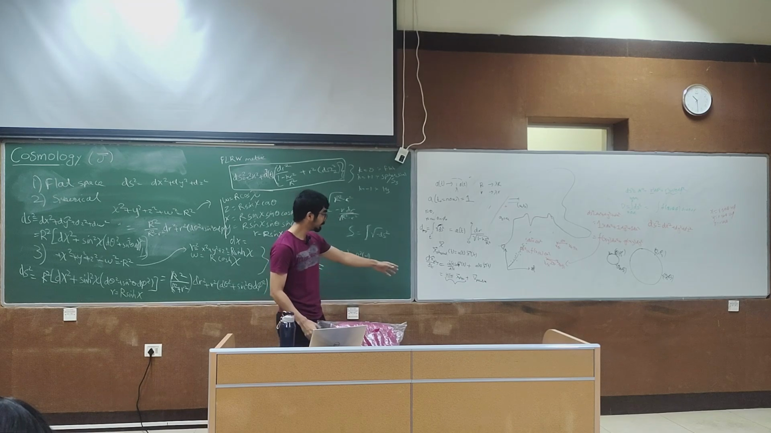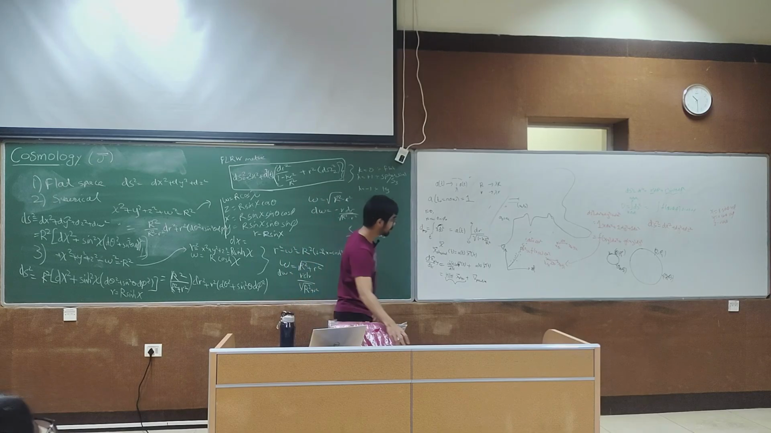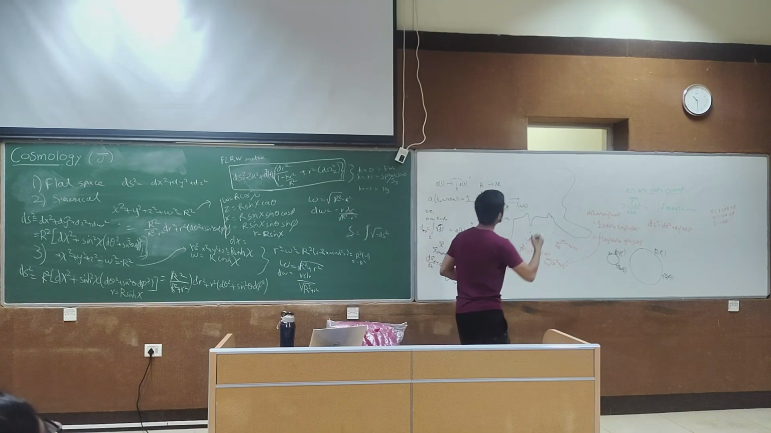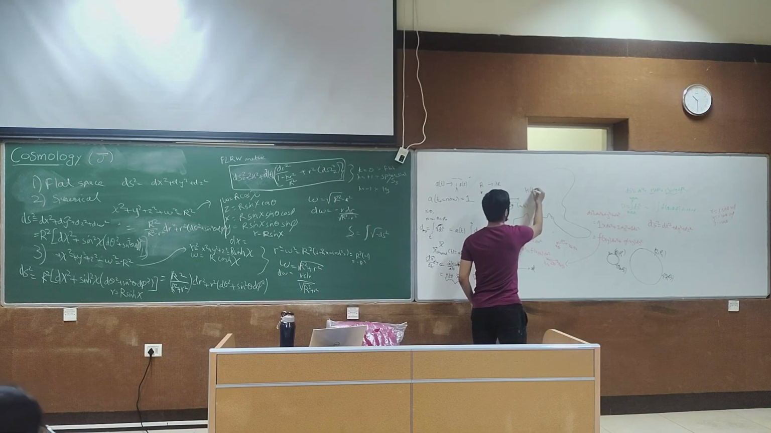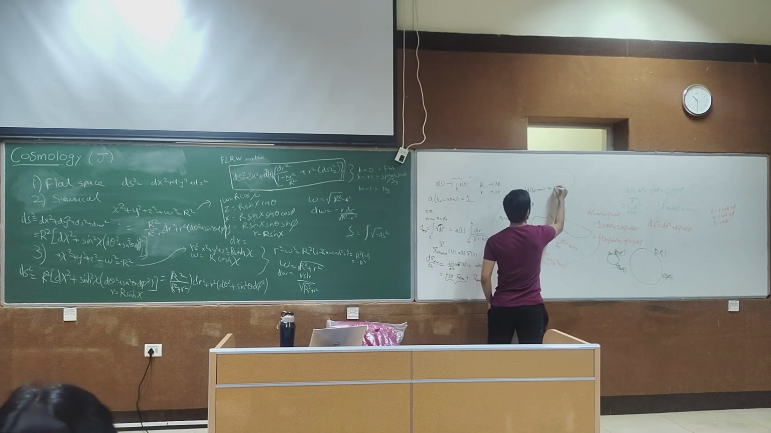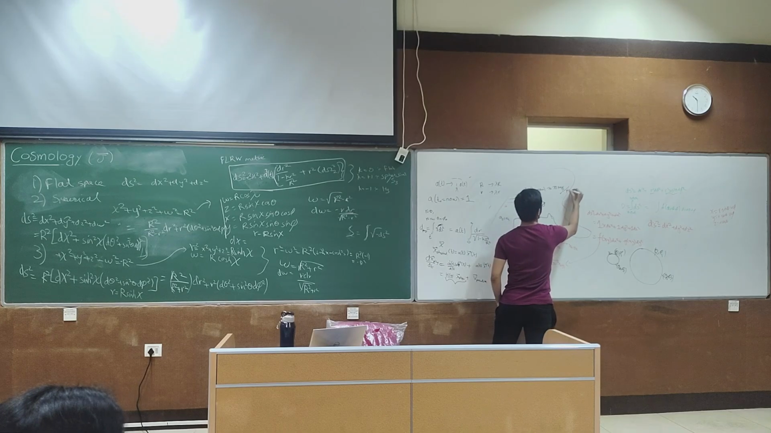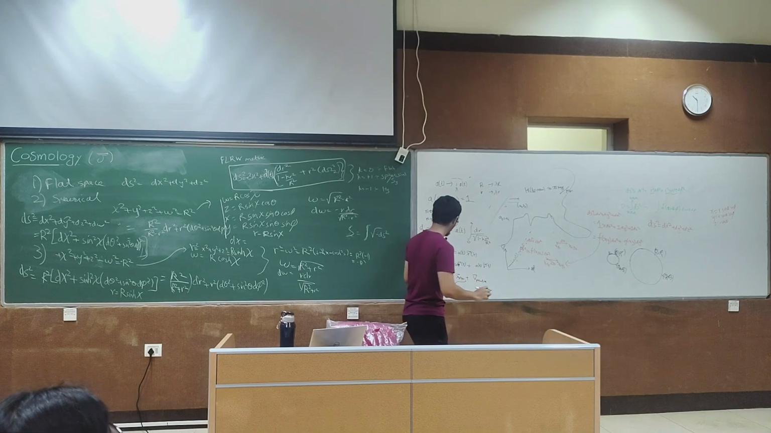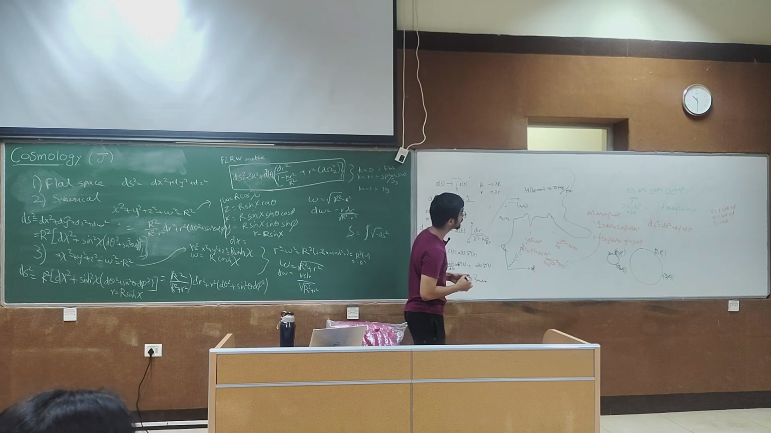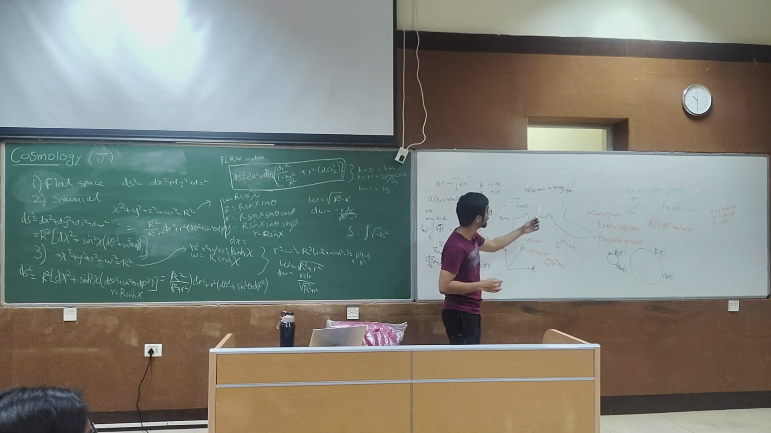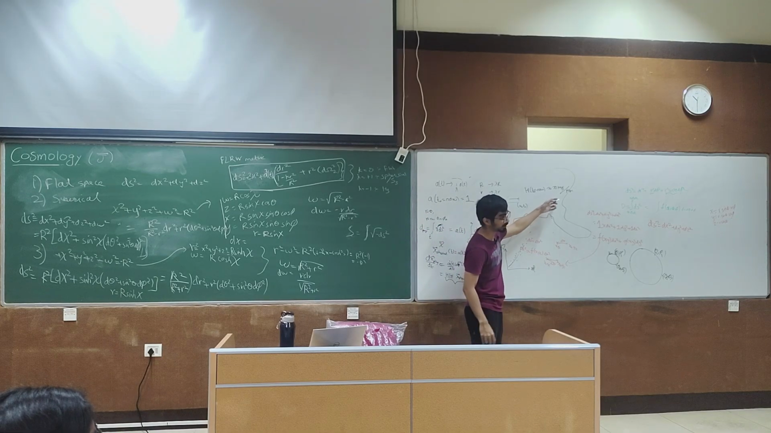Yeah, some comments about h of t. We say that h of t naught, as in now, is roughly 70 kilometers per second per megaparsec. As you can see, it has units of inverse time. So what it means is that if a galaxy is 1 megaparsec away, it recedes at roughly 70 kilometers per second.